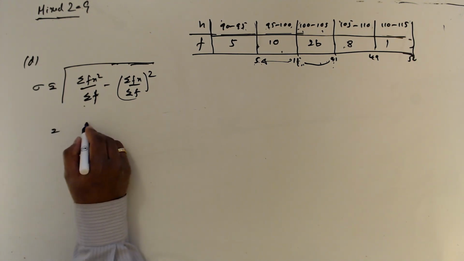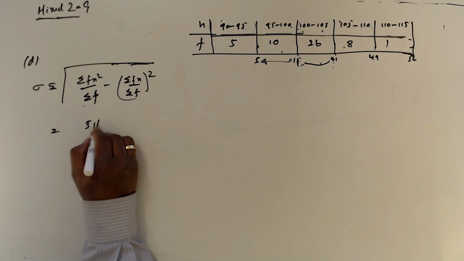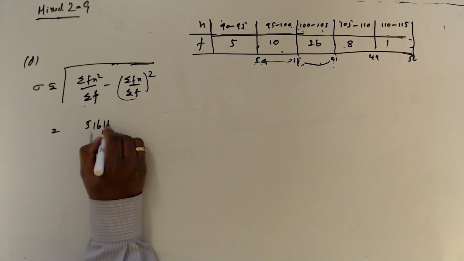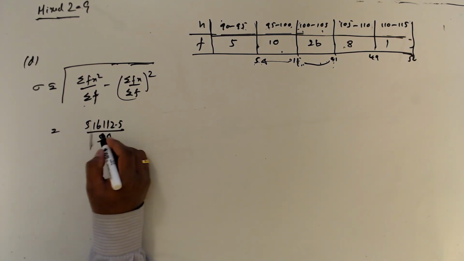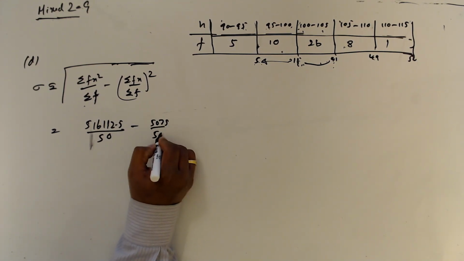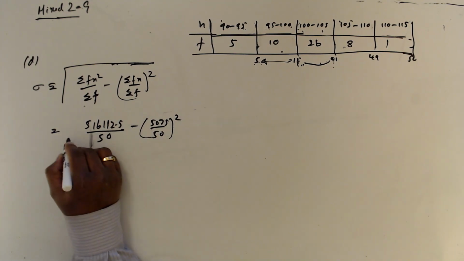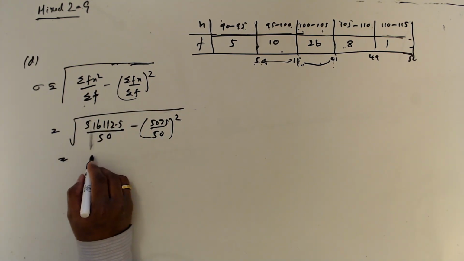Yes, summation fx square is 56516 2.5 over 50 minus 5.75 over 50, square root. So you will get this value as 4.47.